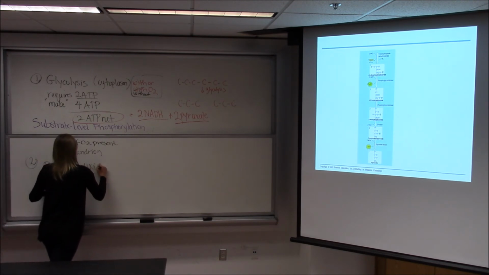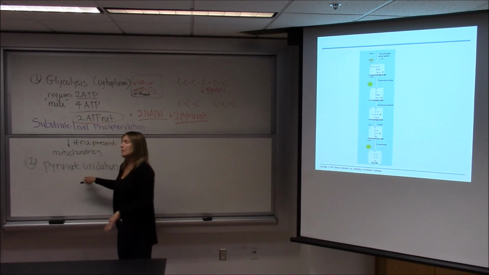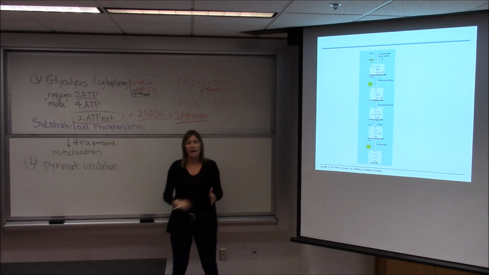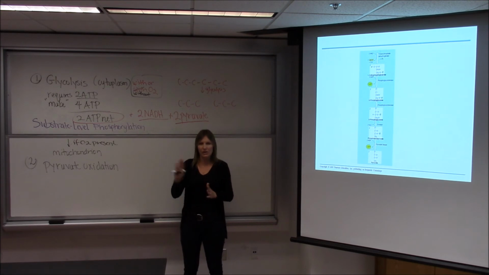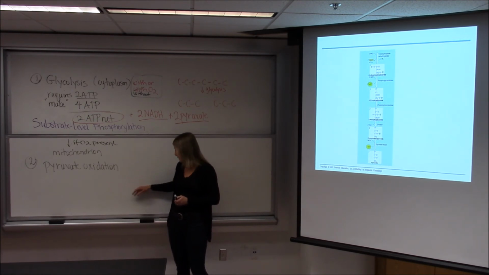oxidation. Why do we need to go through pyruvate oxidation? Because pyruvate cannot enter that citric acid cycle, which is where we're going to generate some more ATP and keep the process going. Citric acid cycle is where we're going to complete the breakdown of glucose. But pyruvate can't enter the citric acid cycle. We need to convert it to something called acetyl-CoA.